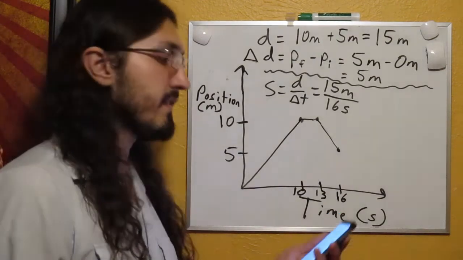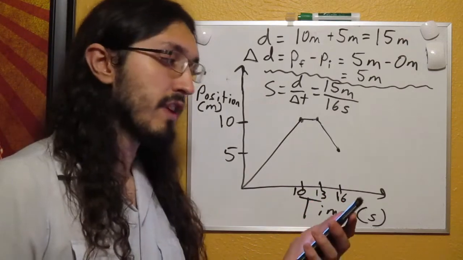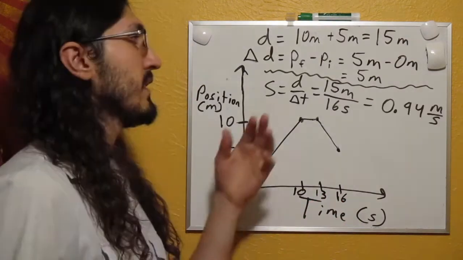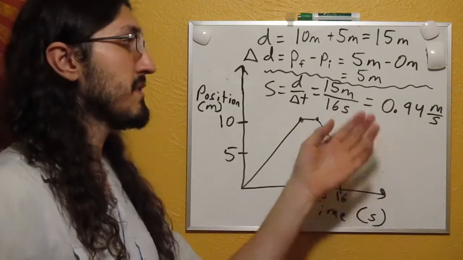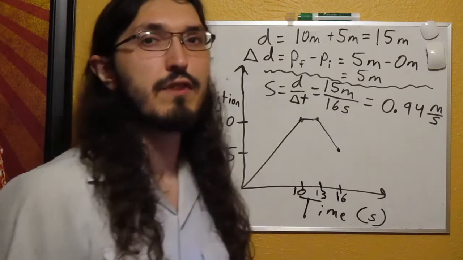Okay, when I do 15 divided by 16 in the calculator, I get 0.9375. I'm just going to round that to 0.94. So my average speed here is 0.94 meters per second. And next I'm going to do the calculation for average velocity.